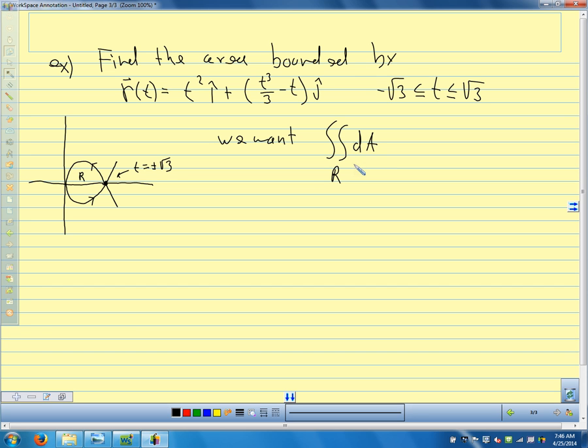But what we just figured out is that this double integral over R of dA equals 1/2 the line integral around the closed curve of minus y dx plus x dy.